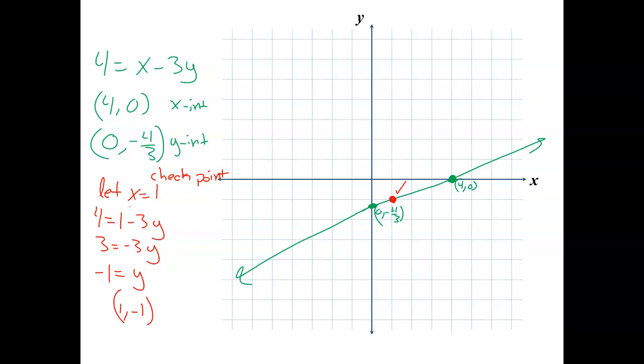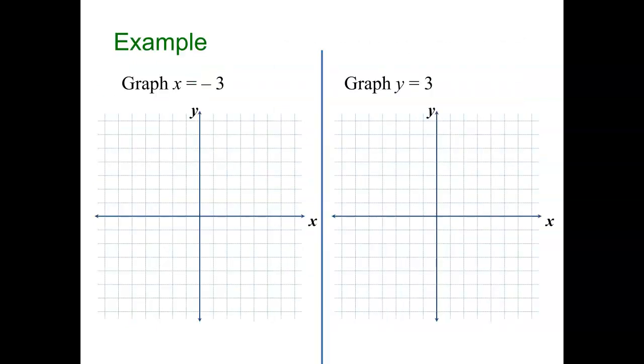Questions, comments, concerns? Okay? And again, remember when you're graphing your lines, the line doesn't have to be perfect, but I need to know where the points are. And we need you to be very clear about where those points are to make sure everything's close enough. Okay. All right. A couple more lines.